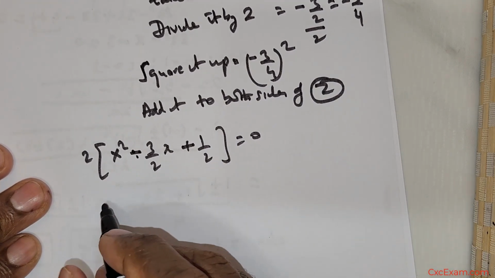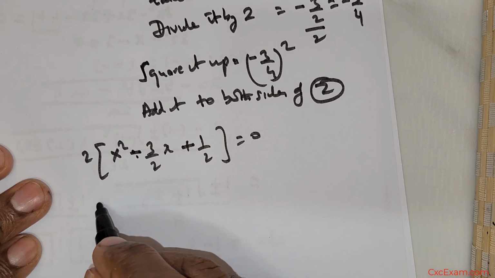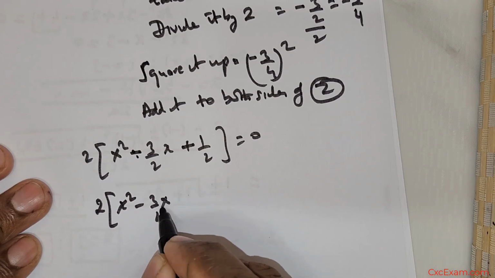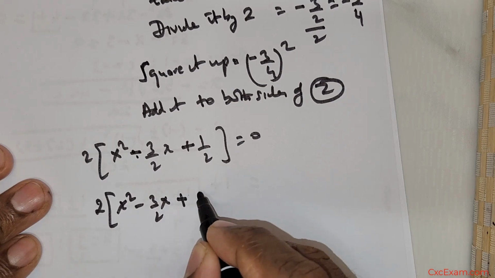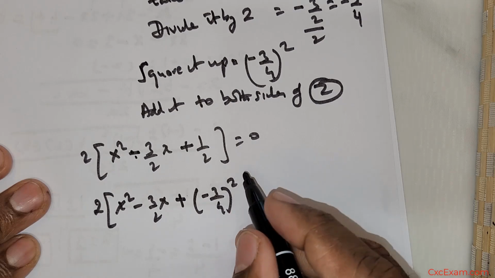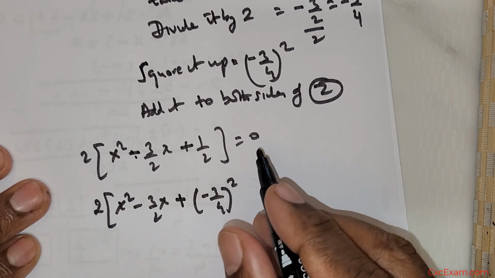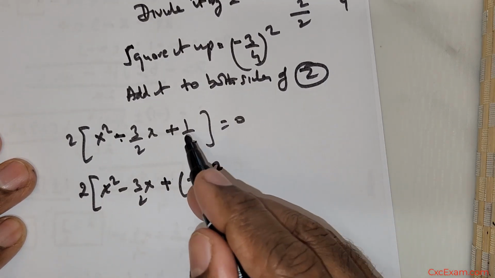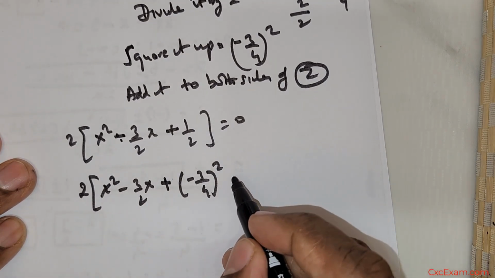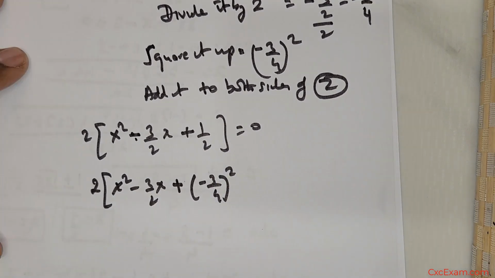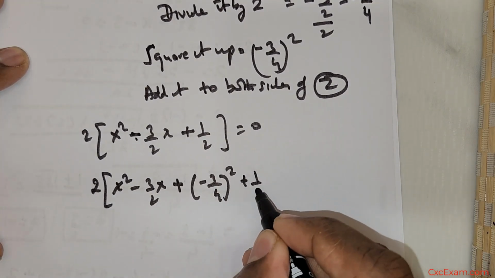Now when I'm adding it, I would have to add it in this fashion. So x squared negative 3 over 2 x positive negative 3 over 4 the whole squared, right? So this then has to be removed. And then you have 1 over 2.